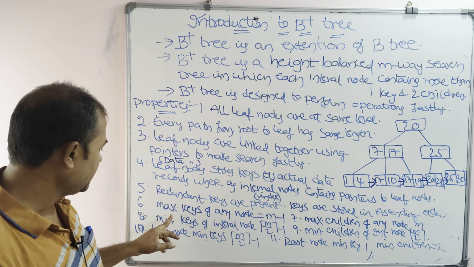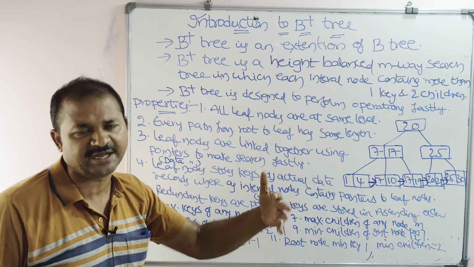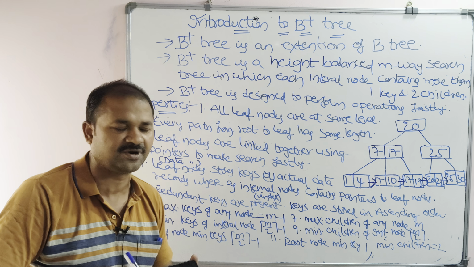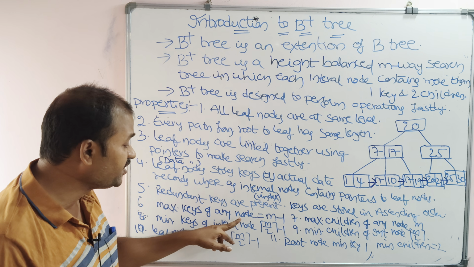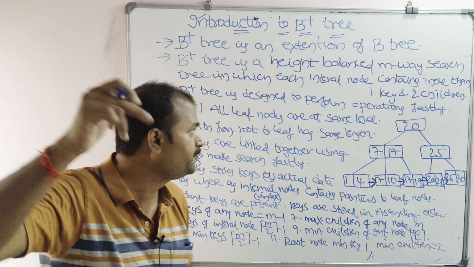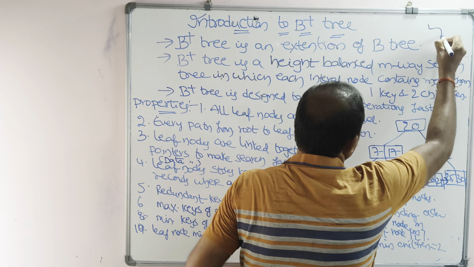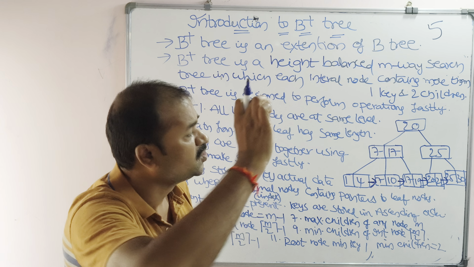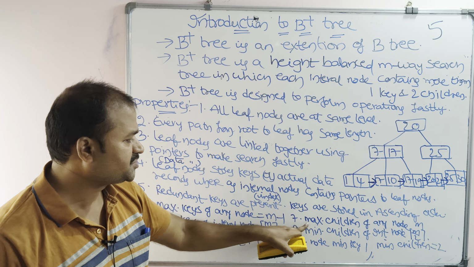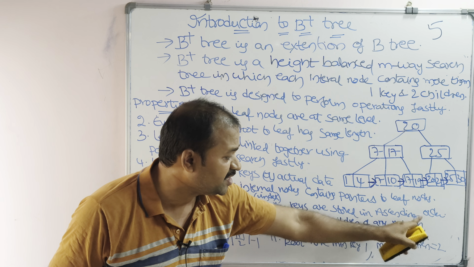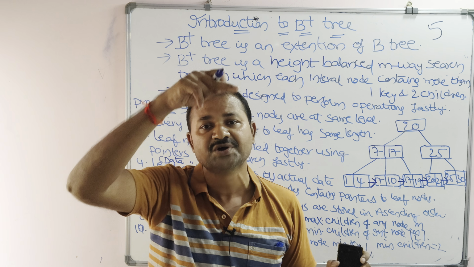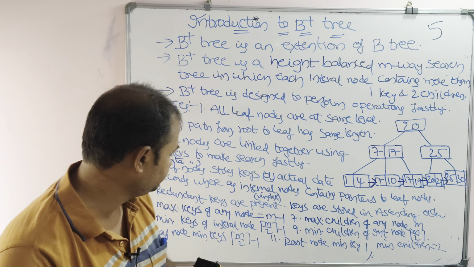Next, these properties are similar to B-Tree only. Once again, I am discussing these properties. Already these properties were discussed in B-Tree. Maximum keys of any node are m-1. If the B+Tree order is 5, then the maximum keys are 5 minus 1, that is nothing but 4 keys. Next property, maximum children of any node are m. So if the tree order is 5, then maximum we can use 5 pointers, 5 children.